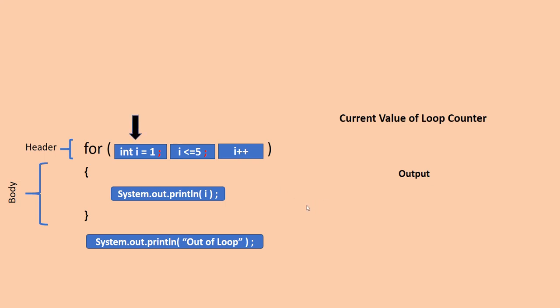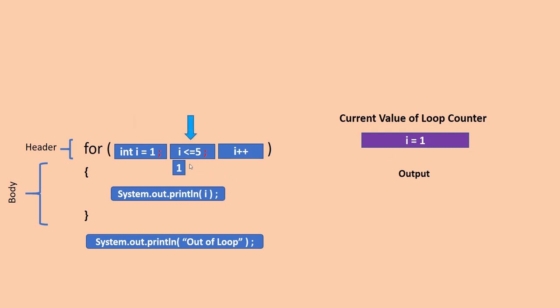This is the first statement which will execute in the header of the for loop, and this statement will never be executed again, as you will see in this animation. Once this statement is executed, I is assigned the value of 1. So after this statement is executed, I has a value of 1.